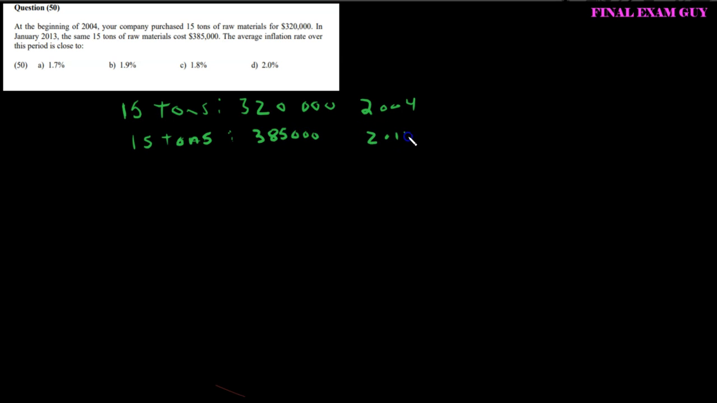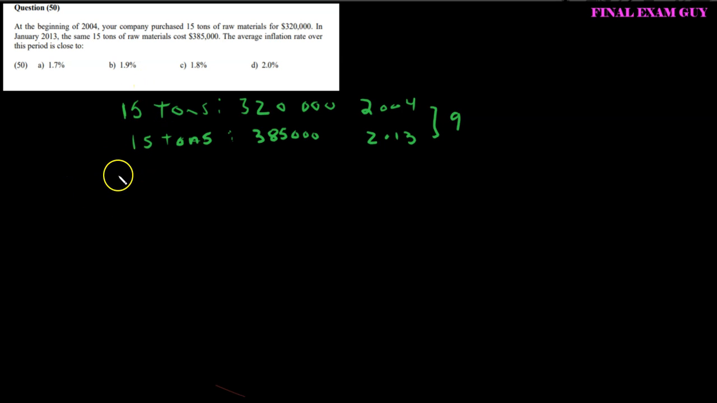Alright, so we're going to write down our givens. 15 tons cost us $320,000, and that was in 2004. 15 tons in 2013 was 385,000, and the difference in years is 9. It's asking for the inflation rate.